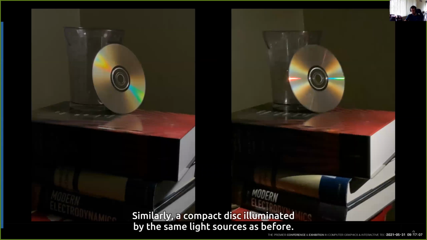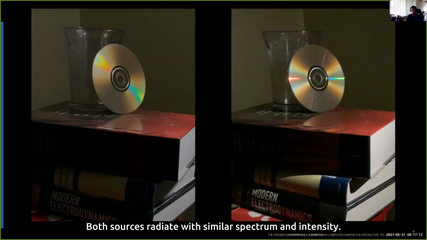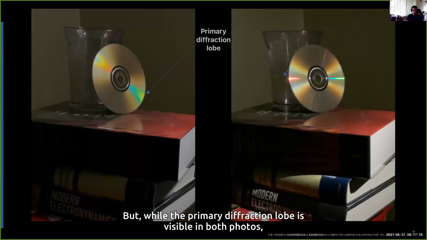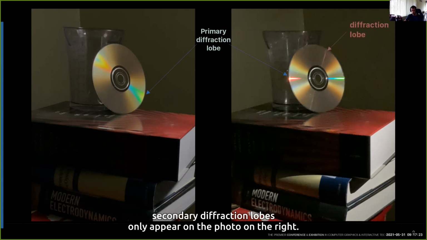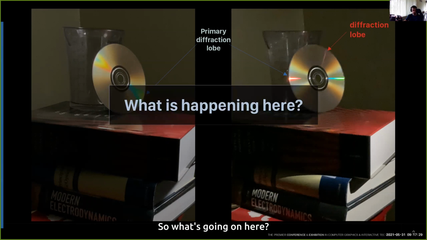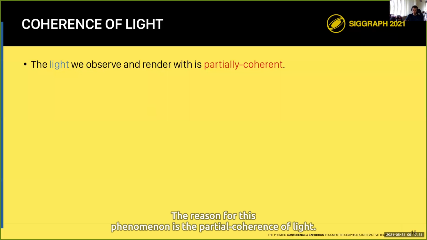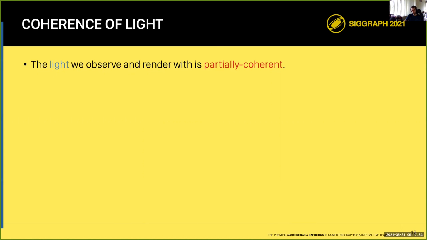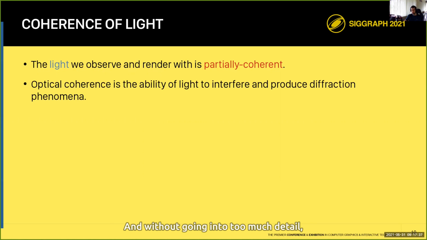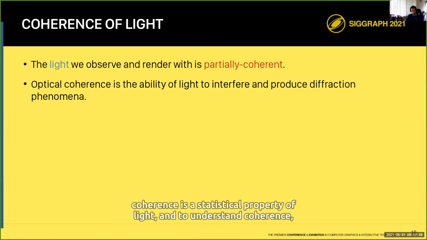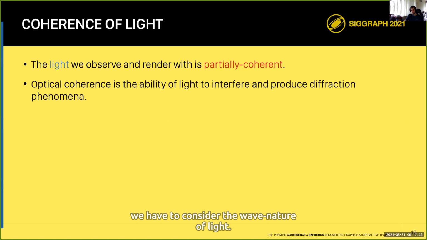Similarly, a compact disc illuminated by the same light sources as before, both sources radiate with similar spectrum and intensity. But, while the primary diffraction lobe is visible in both photos, secondary diffraction lobes only appear on the photo on the right. So, what's going on here? The reason for this phenomenon is a partial coherence of light, and without going into too much detail, coherence is a statistical property of light, and to understand coherence, we have to consider the wave nature of light.